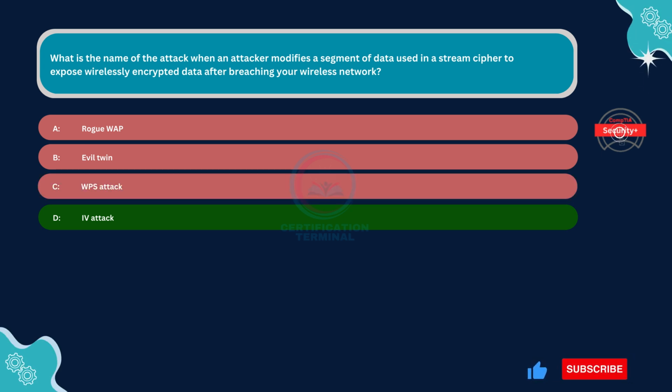Option C, WPS attack, is incorrect. A WPS, Wi-Fi Protected Setup, attack exploits vulnerabilities in the WPS protocol to gain unauthorized access to a wireless network. While WPS attacks can lead to unauthorized access to the network, they do not involve modifying data in a stream cipher.